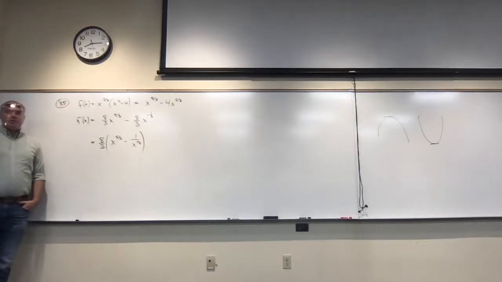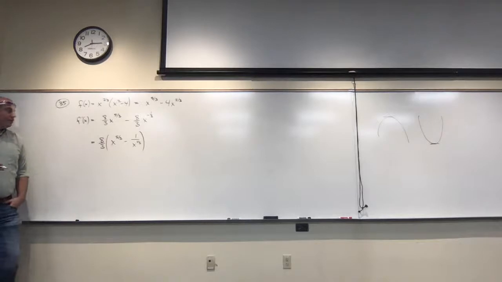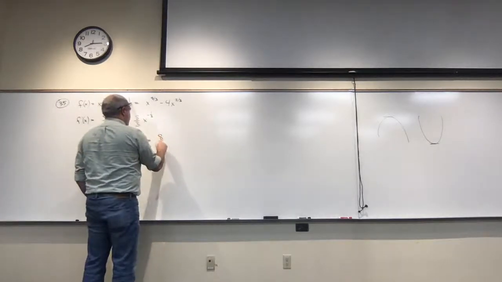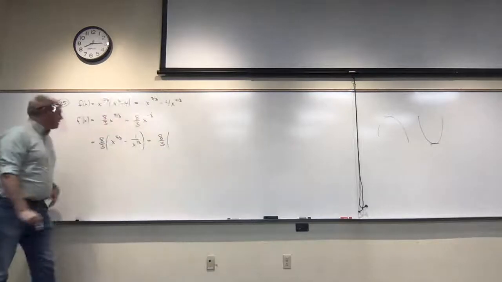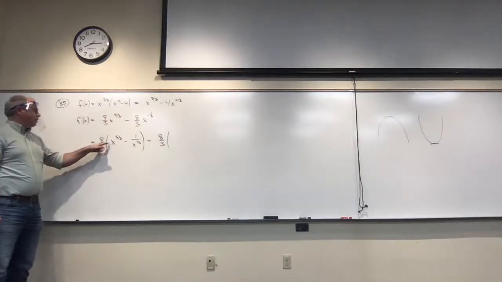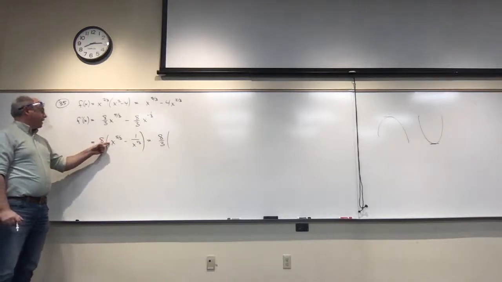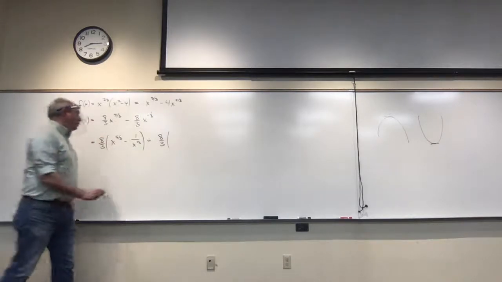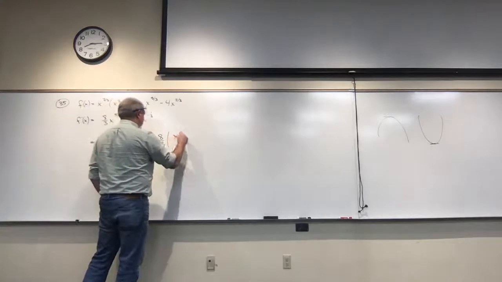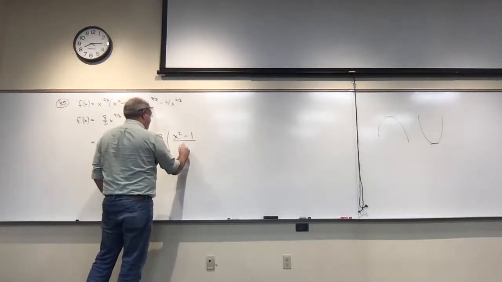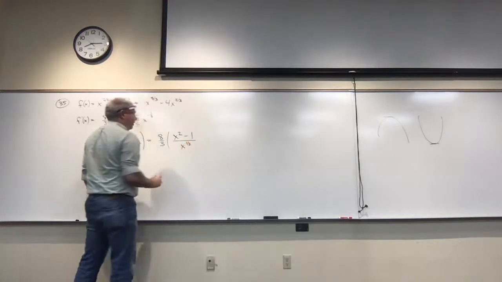And now if I wanted to, I could get a common denominator. So let's do that. And I get that this is 8/3 times, if I multiply top and bottom here by x to the 1/3, the top becomes x to the 6/3, which is just x squared, minus 1 over x to the 1/3.